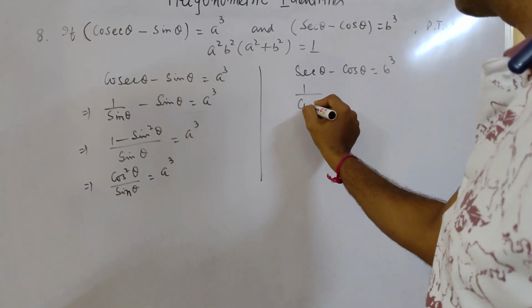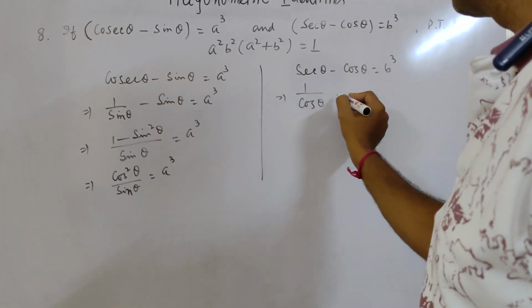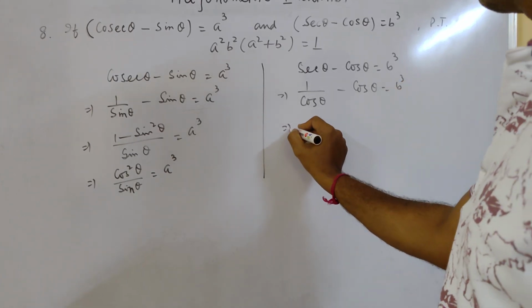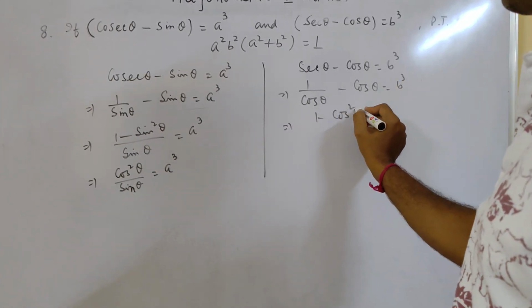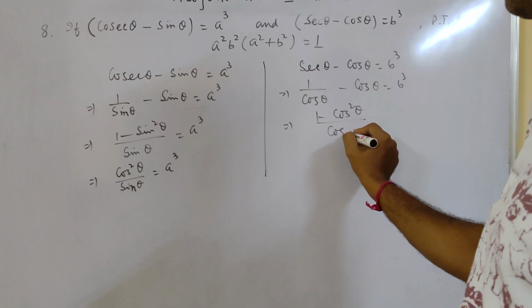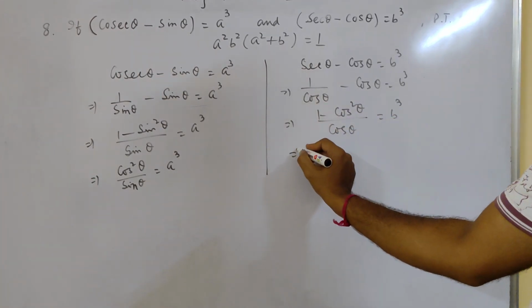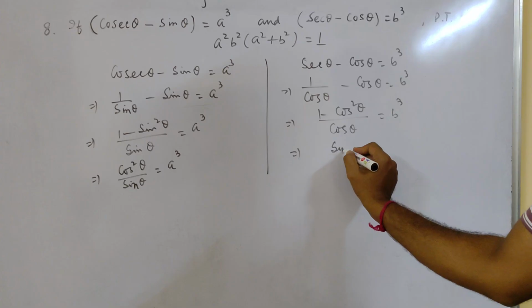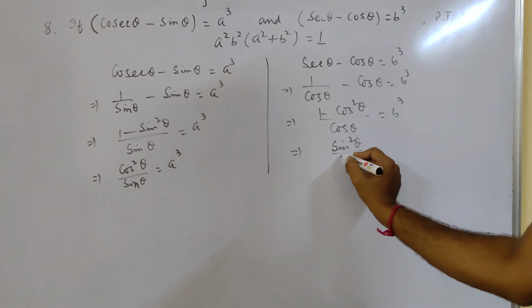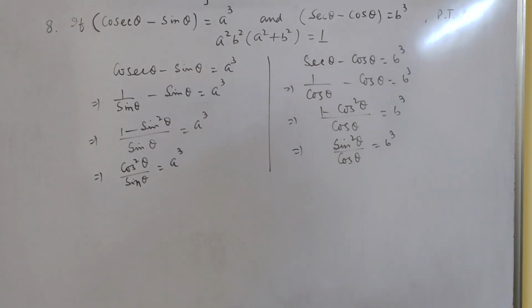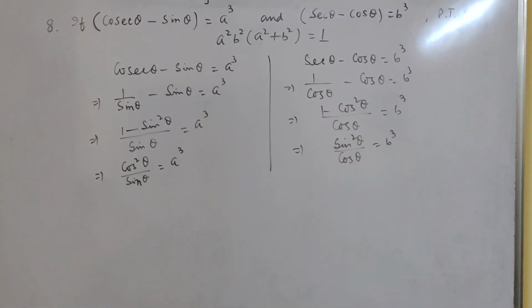So 1 by cos theta minus cos theta is equal to b cube. So 1 minus cos squared theta by cos theta, simple LCM is cos theta, is equal to b cube. So 1 minus cos square theta is equal to sin square theta by cos theta is equal to b cube. So we evaluate the value of a cube and b cube.